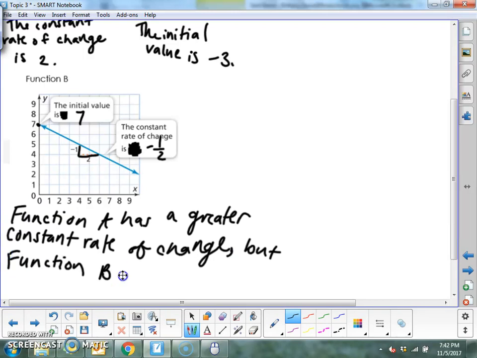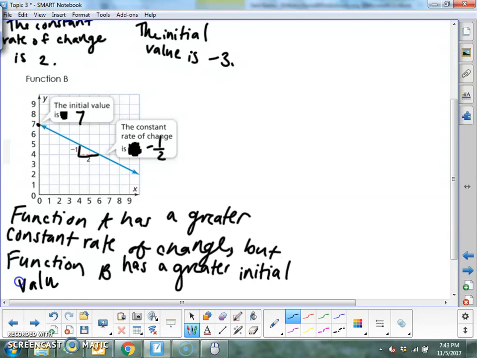So being able to pull out the two pieces of information and then compare them using some sentences. You're going to have to do a little bit of writing on the homework to be able to compare the two functions that you're given. So function B has a greater initial value.